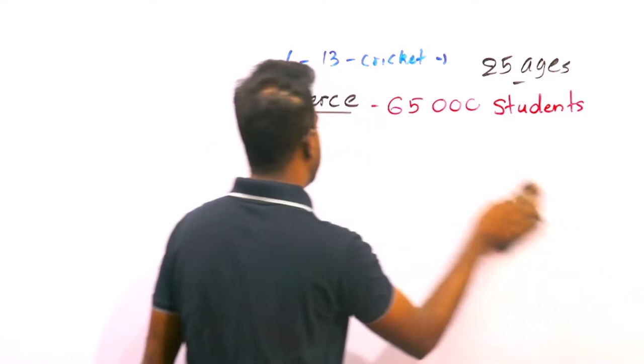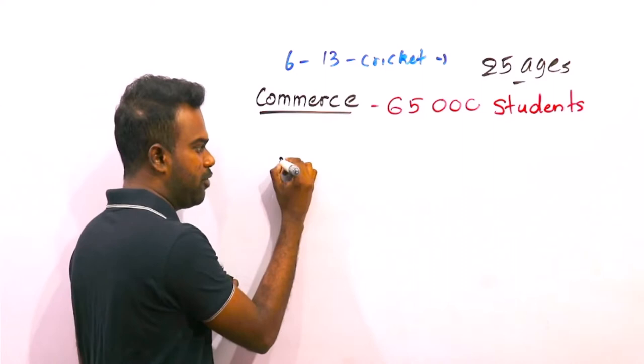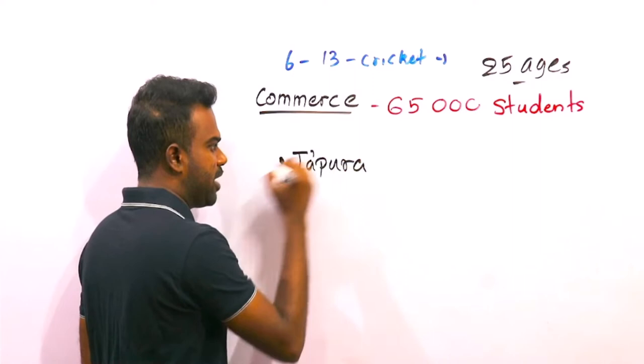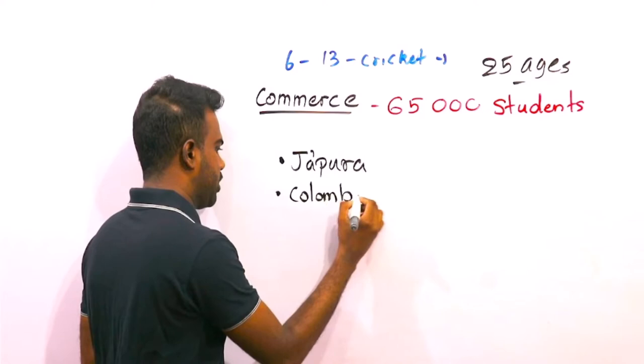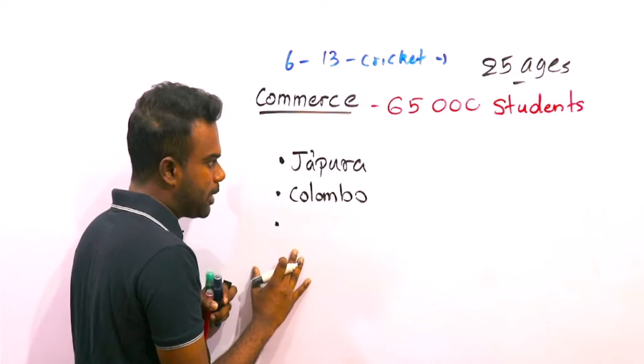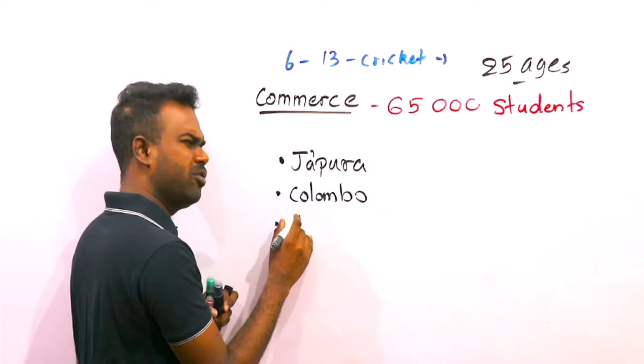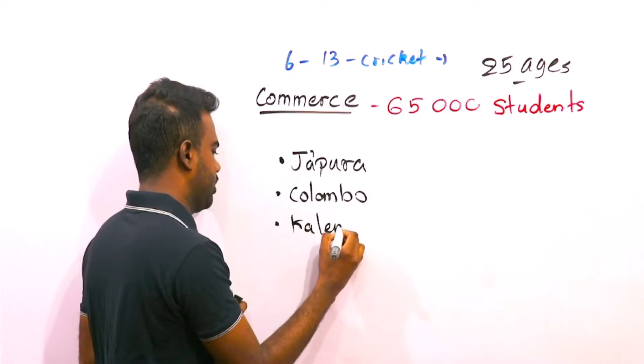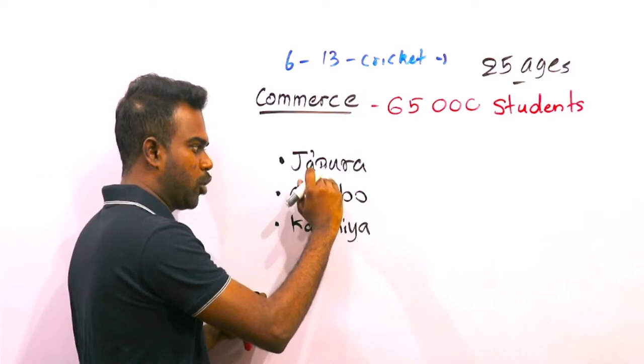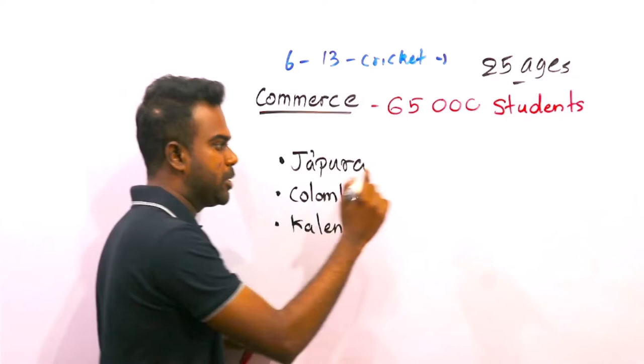Let's think, if you want to select a campus, actually the best campus, best university, best faculty for management and commerce is Japura, meaning Jayawardenepura University. Then secondly Colombo University, management. Then third, I think Kelaniya. But the top performers are selected for Japura management.